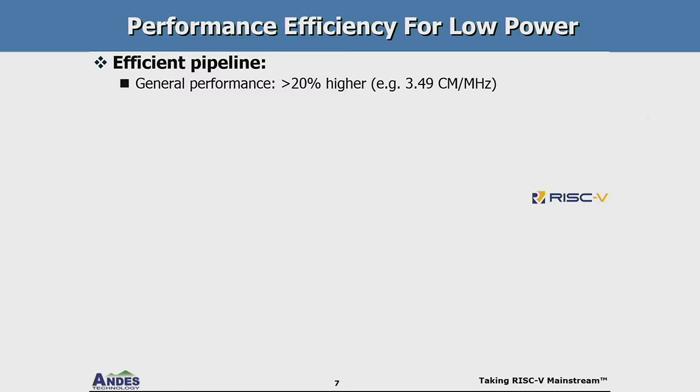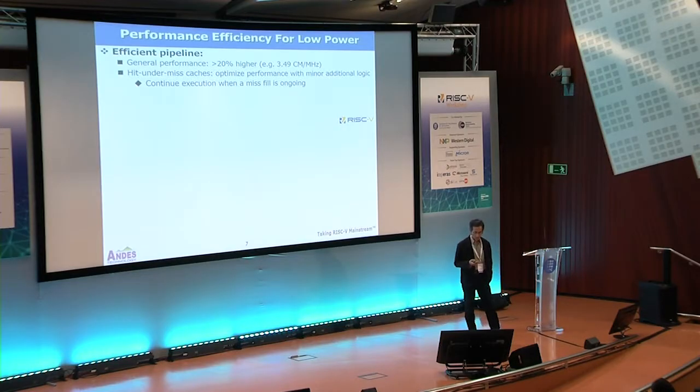So our design goals have been performance efficiency, and we use that to drive low power. So in the generic performance part, I think our performance is 20% higher. For example, our 32-bit CoreMark is almost 3.5 CoreMark per megahertz. And our cache supports hit under miss, so that is to optimize performance with just a minor addition of hardware. So the program can continue execution while the miss is still ongoing. And talked about earlier, half precision floating-point load/store with auto conversion, so it reduces memory footprint and cache misses, and definitely also leads to lower power consumption.